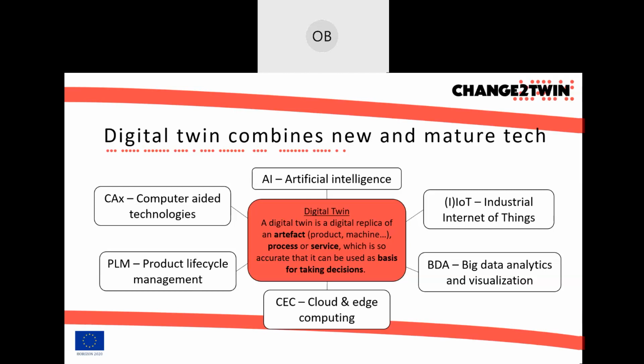To achieve this goal, we typically need to combine tools from new technologies like industrial Internet of Things, big data analytics, artificial intelligence, and cloud and edge computing. We need to combine these with the more mature technologies like the computer-aided technologies and product lifecycle management.